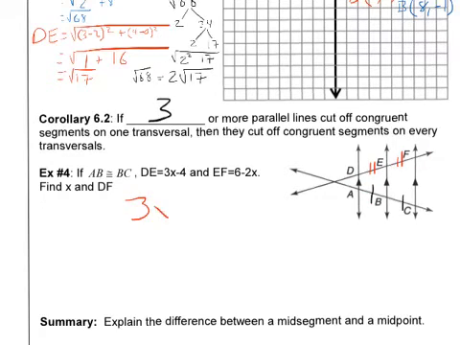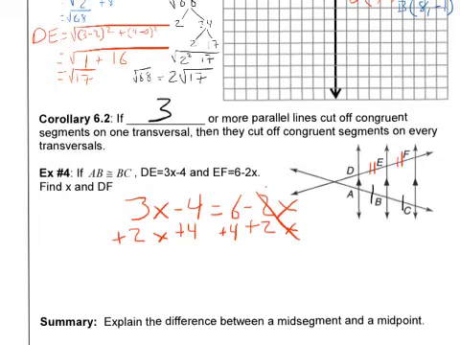So we just take 3x minus 4 and set it equal to 6 minus 2x. And that's it. Just do some algebra. Add 2x to both sides. Add 4 to both sides. These things cancel. These things cancel. 3x plus 2x is 5x. 6 plus 4 is 10. Divide both sides by 5 and you get x equals 2.